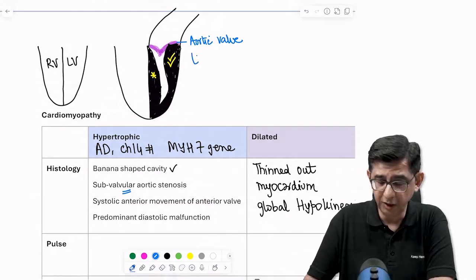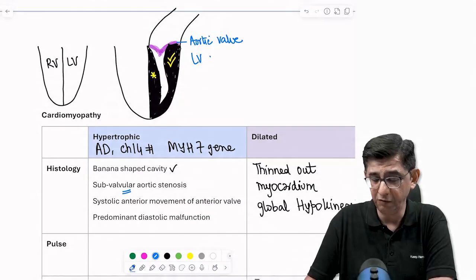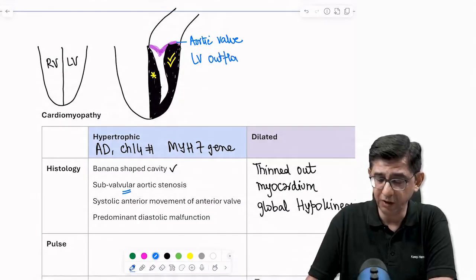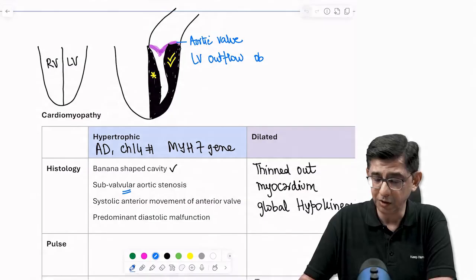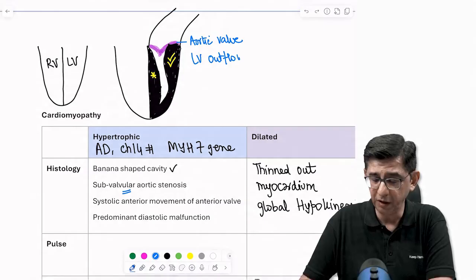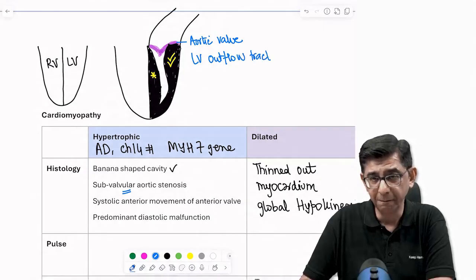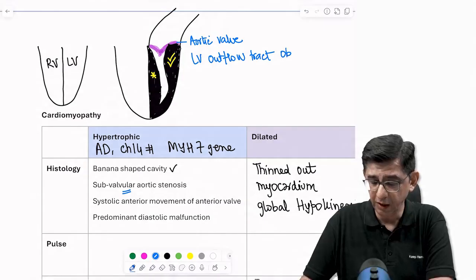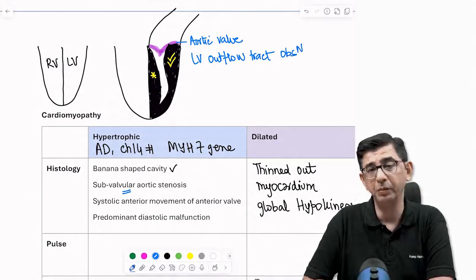The technical word that may be written in some questions is LVOTO. LVOTO stands for left ventricular outflow tract obstruction. So irrespective of the terminology, whether you read the words left ventricular outflow tract obstruction or subvalvular aortic stenosis, both mean the same.